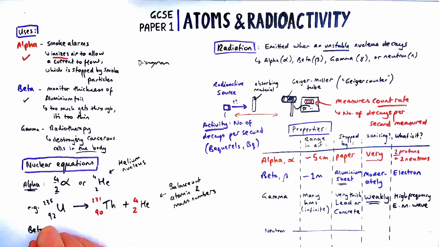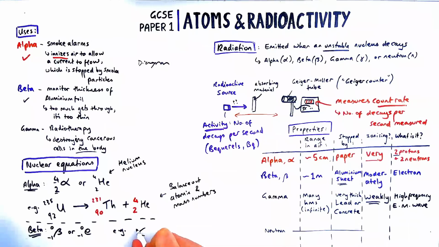Beta is a little bit trickier. So a beta particle has a mass number of 0 because there's no protons or neutrons in it, but it has an atomic number of -1. I'll explain why that happens in a second. Instead of a beta particle, you can use the symbol for an electron to represent it. It's the same thing. So let's look at an example.